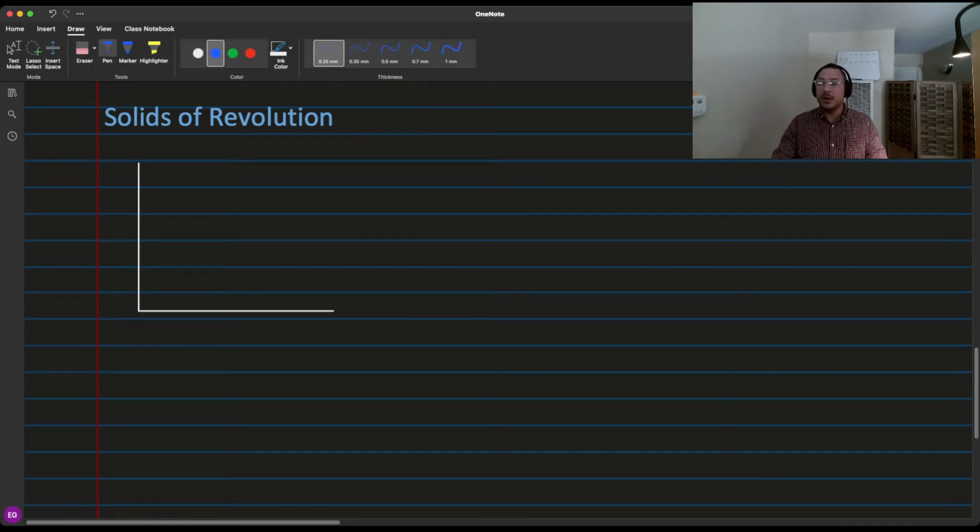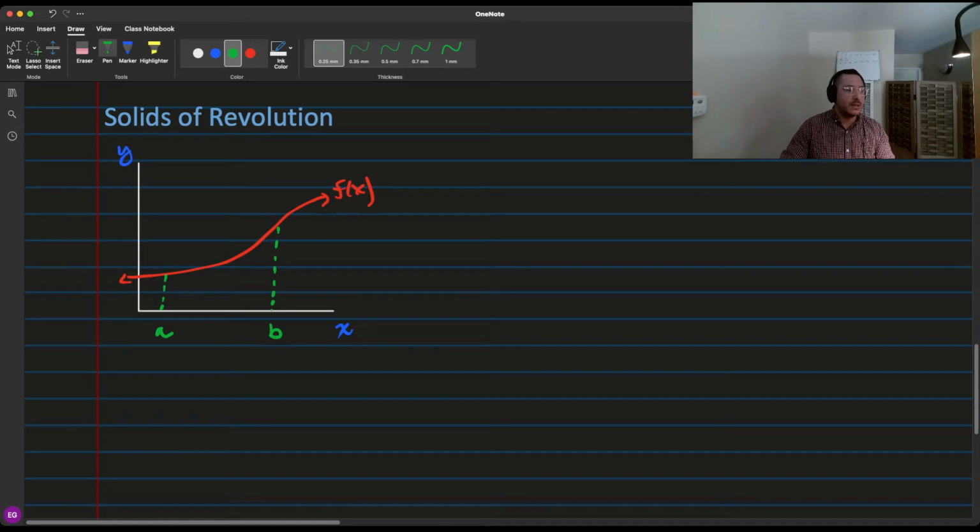So you have your X and Y axis. You have your function f of x. And actually, usually you have a region, right, where you go from A to B. We could calculate the area under f of x between A and B above the x-axis, right?